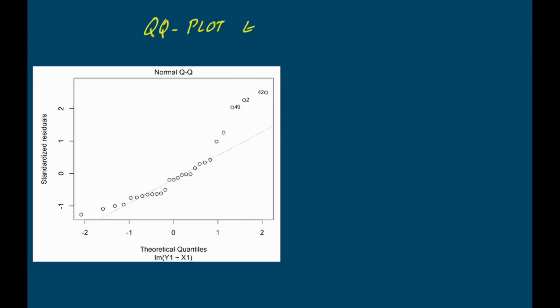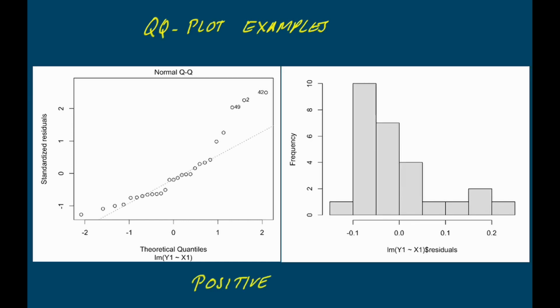Here's an example of a QQ plot showing skew that's rather less strong, but it's still there. You can see that concave shape in those residuals on the QQ plot. And here's our histogram showing you the skew in these residuals, which is still there, although rather less than it was in the previous plot.